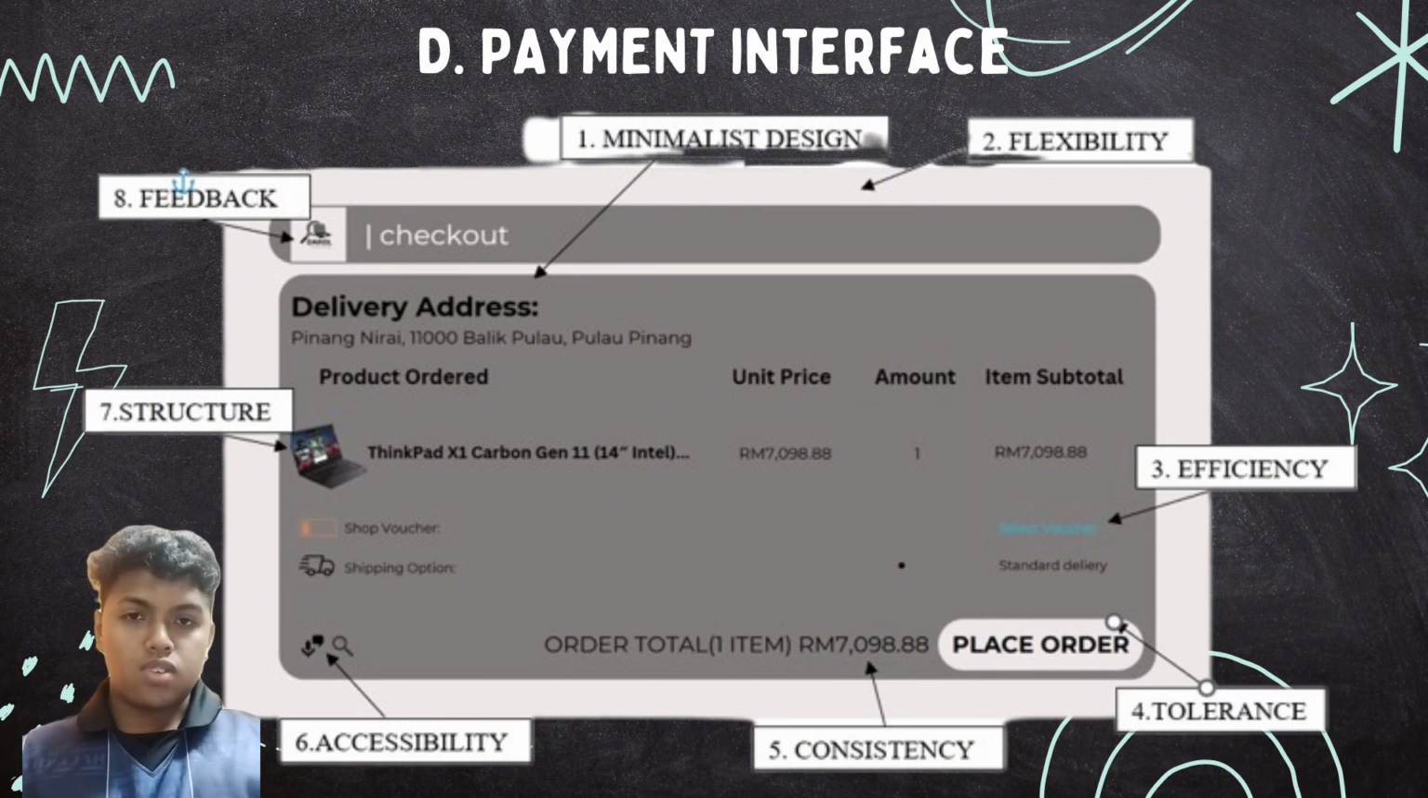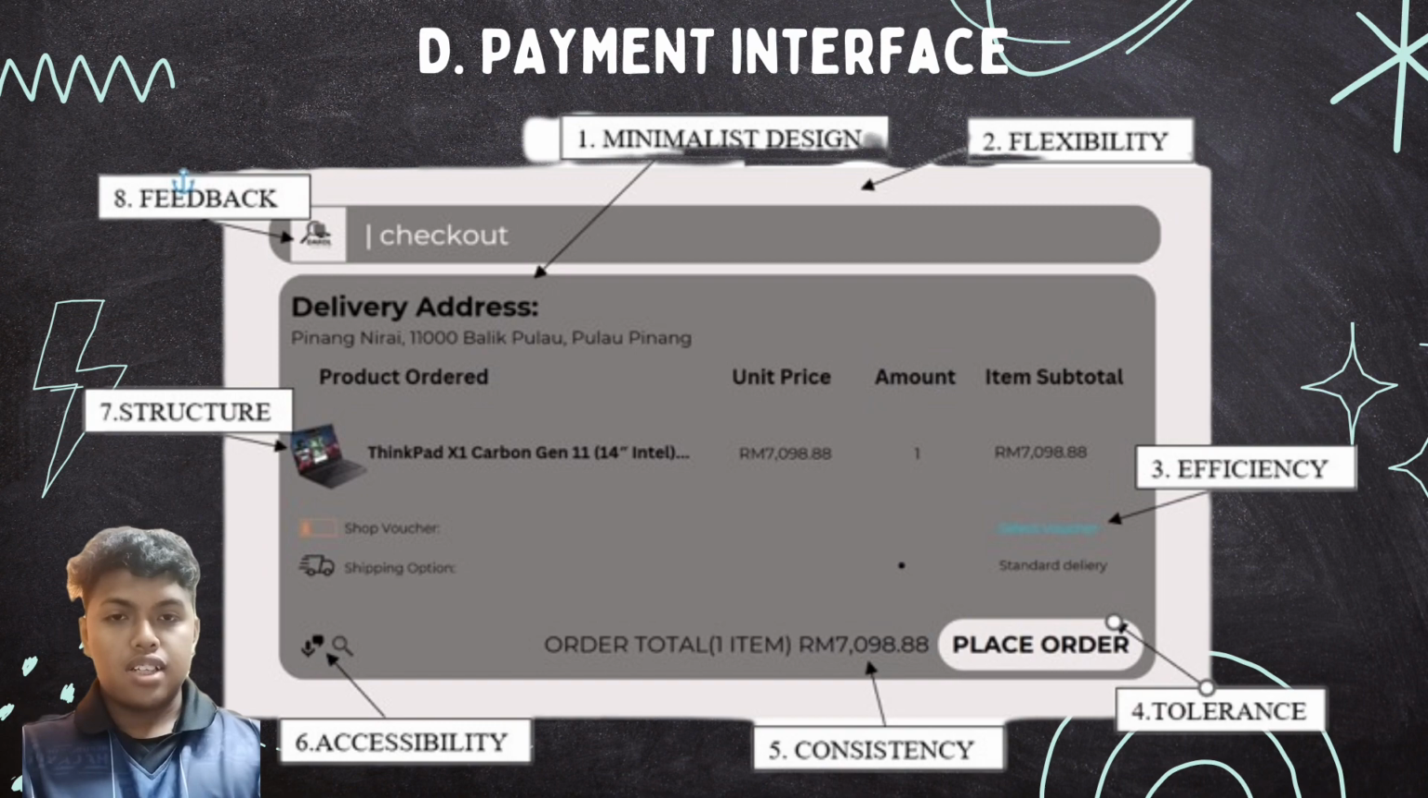So the last one is the payment interface. The first one is minimalist design. Keep the payment interface simple by showing essential information only. Number 2, flexibility. Ensure that the payment interface adapts to various screen sizes and orientations.